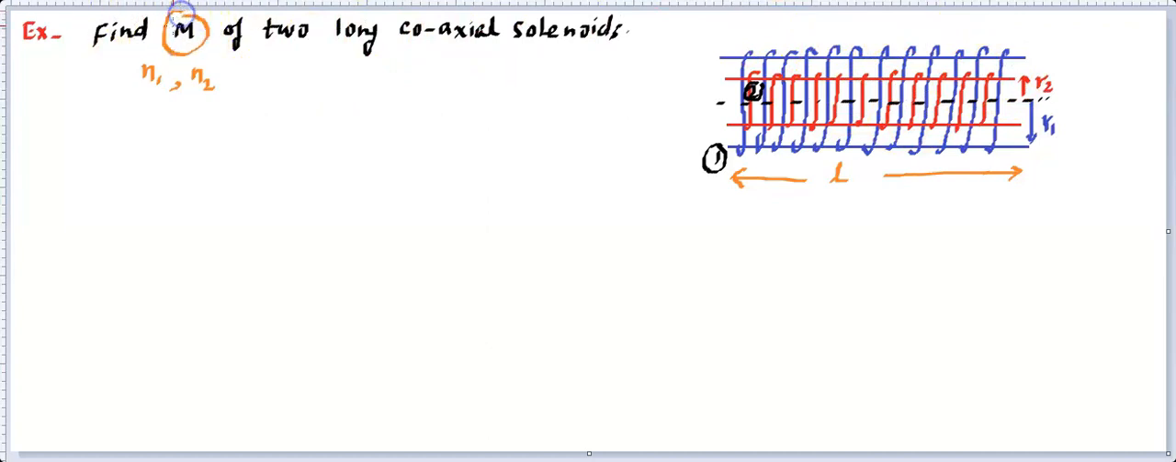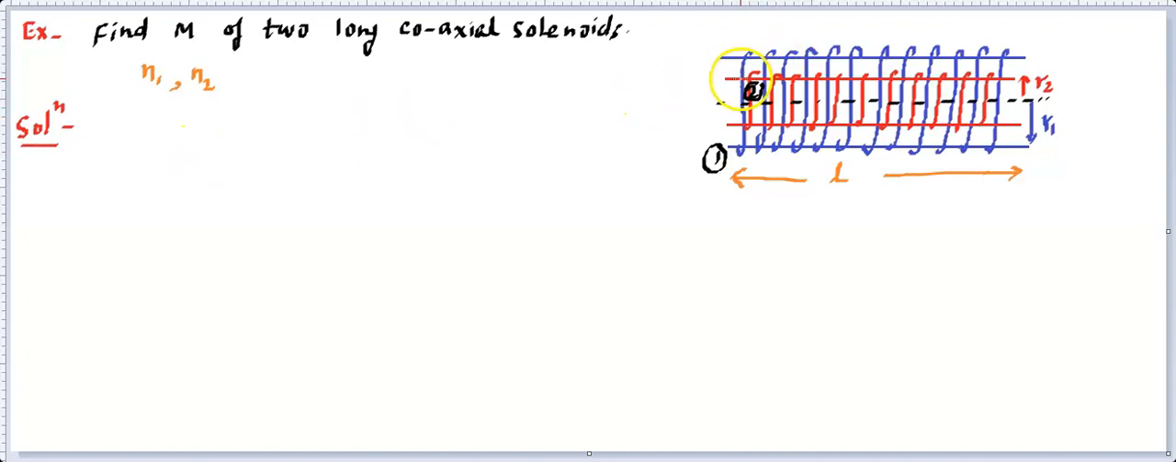We need to find the mutual inductance. So we will go by the rule we have just understood and apply it. In order to find the mutual inductance, you need to start a current in one of the coils. There are two coils: this upper solenoid is one coil, the lower solenoid is another coil. You need to start current in one coil and measure the flux on the other. You can start current in any of them.